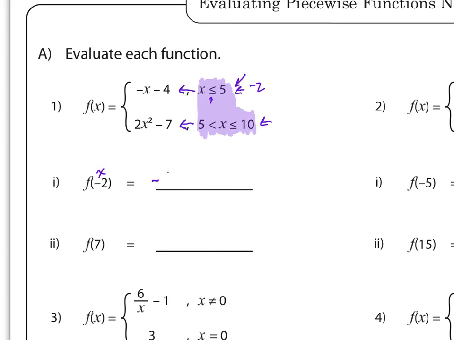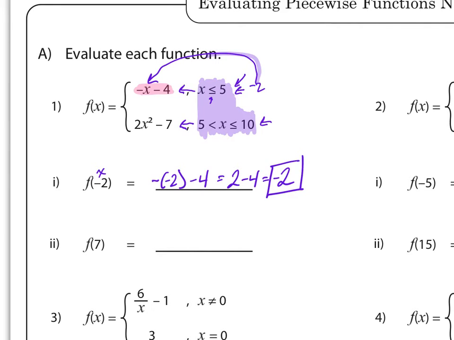So this is minus a -2 minus 4. So I just took this equation right here. Oops, sorry, thought I switched to the highlighter there. I'm going to take this equation right here and put the -2 wherever the x is. Okay, so that's what I did here. Then I'm just going to solve. Minus -2 is 2, minus 4 equals -2. So that is my answer, -2.